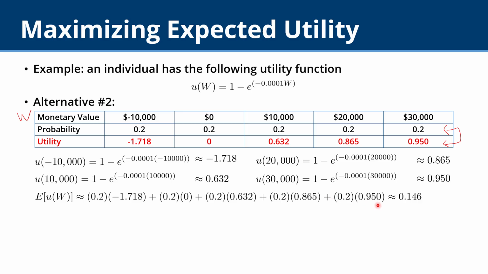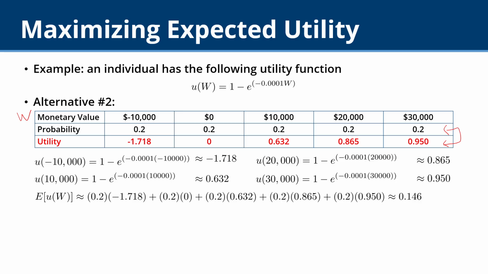The expected utility at the end ends up becoming 0.146. So that's the expected utility for alternative number 2. If the decision maker were to use alternative 2, the expected utility for that decision is 0.146.